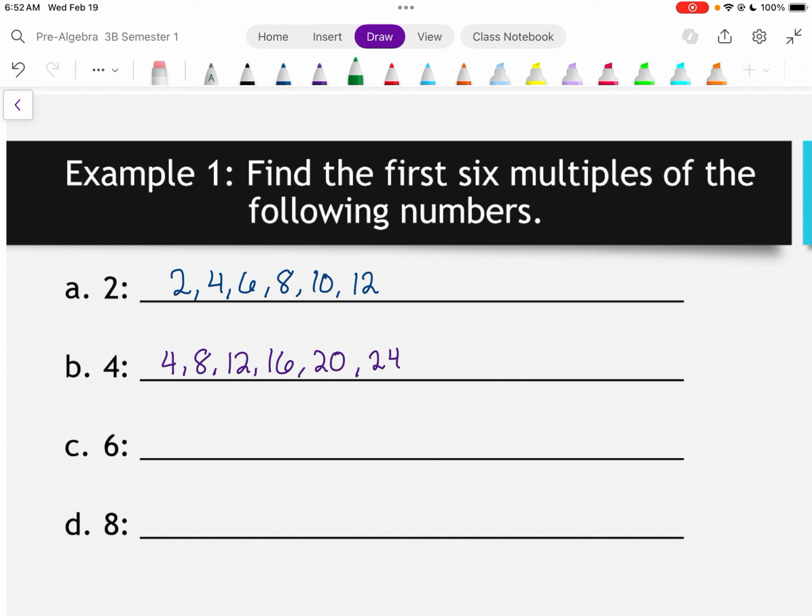Awesome. And for 6, hopefully you have that one. You have, starting off with 6, 12, 18, 24, 30, and 36. Then for 8, we would have 8, 16, 24, 32, 40, and then 48. All right, so that is what it's asking when it wants you to list out the multiples of specific numbers.